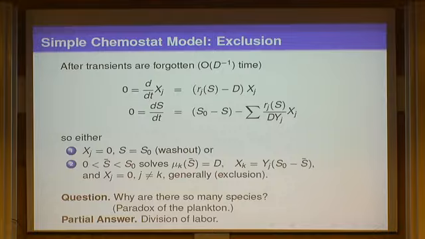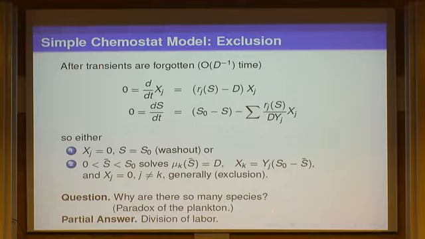So the possible solutions, you can have either extinction, everything's extinct, or you can have generally one thing that is non-extinct. So for one of these J's, this equation can be satisfied. You choose S to satisfy it. But then for all the other equations, it's probably not satisfied, so X has to be zero. So you generally get exclusion.